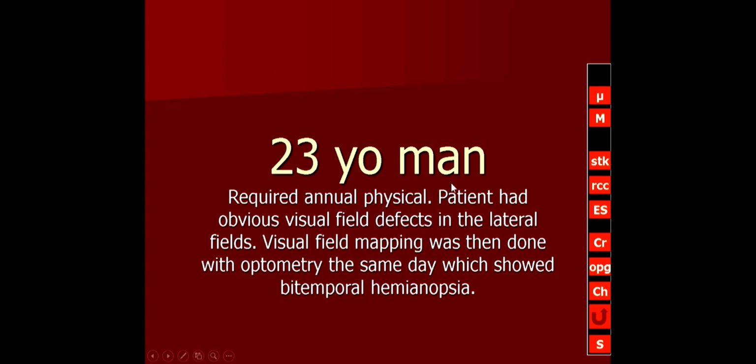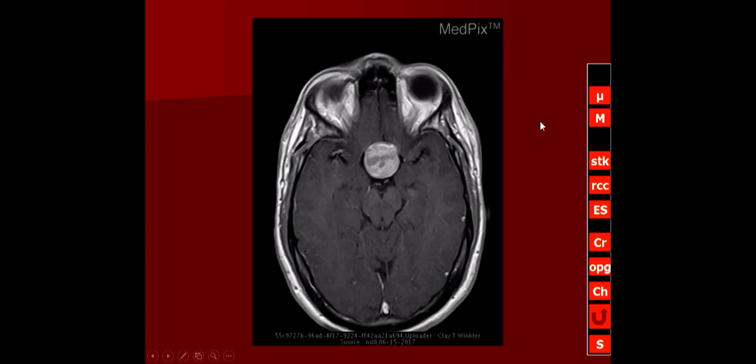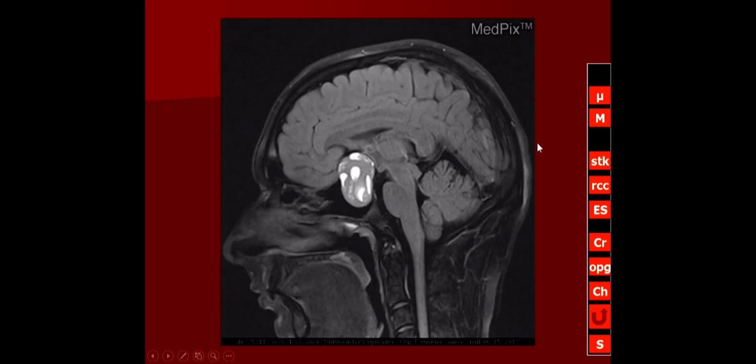So this is a 23-year-old man. He's required to have an annual physical because he's on active duty. So he's totally asymptomatic as far as he knows, and when they do confrontation testing with the wiggly finger, they see a bitemporal hemianopsia. So this is the scan he has. Is this normal or abnormal? This is a big honkin' pituitary adenoma. This is a really large pituitary adenoma.